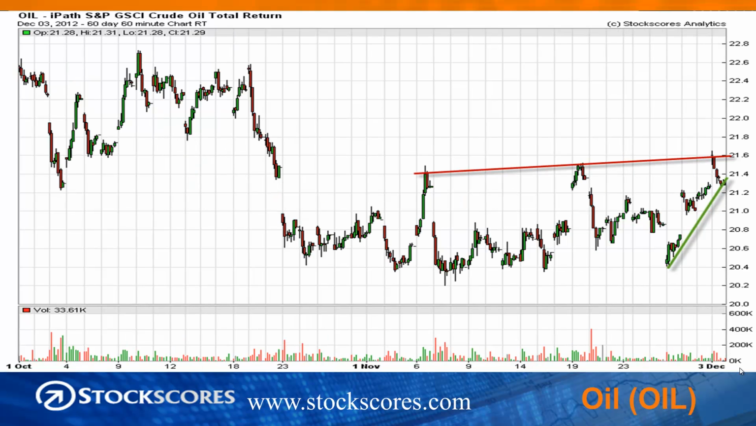Oil rallied up to resistance at the red line, got stuck today. I mean, it probably is going to, more than anything, just go sideways in here. I think that in the last 4 or 5 days it's a little bit overbought. Probably pulls back in the short term, but doesn't have a considerable amount of downside given the support on the chart.